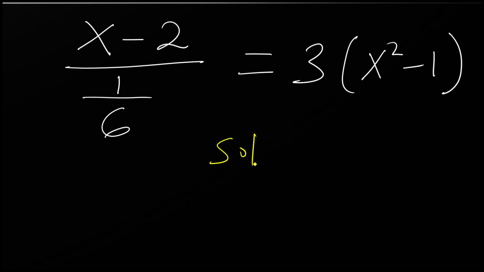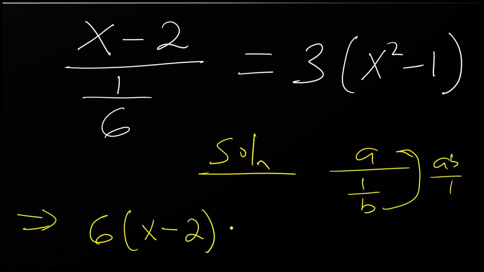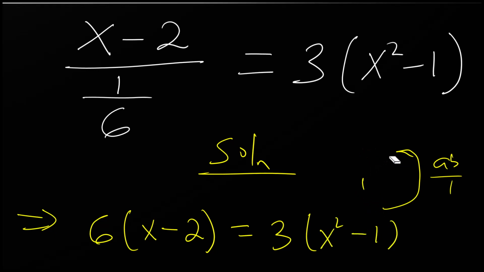Now when you have a over 1 over b, it is the same as a times b over 1. So we can write this one as 6 times x minus 2 equals 3 times x squared minus 1. As simple as that.